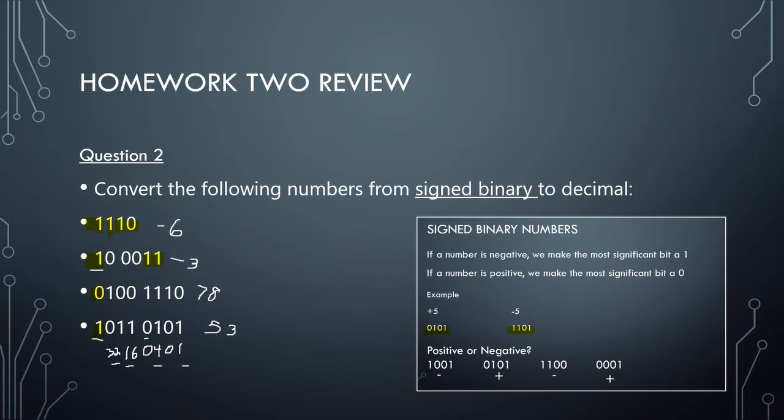And so again, because this most significant bit is a 1, that makes this a negative. This is negative 53. So hopefully that clarifies how we convert signed binary numbers to decimal numbers.